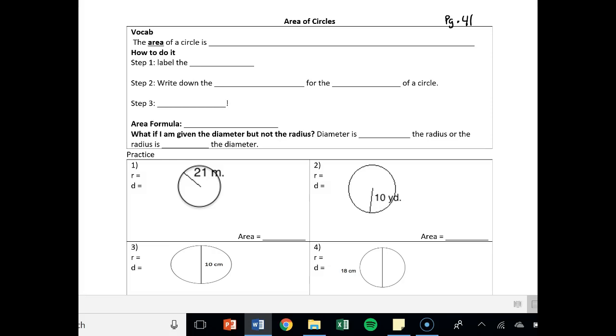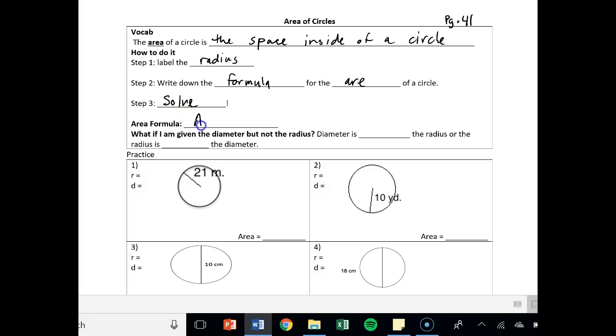So the area of a circle is simply the space inside of a circle, right? You're asking yourself, how many 1 by 1 squares could I fit inside of a circle? So the 3 steps. First, you're going to want to label the radius, and I'll show you why in a second. Next, you're going to want to write down the formula for the area of a circle, and the last thing you're going to do is solve, right?